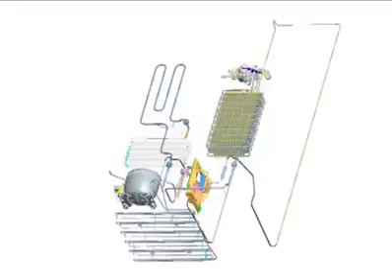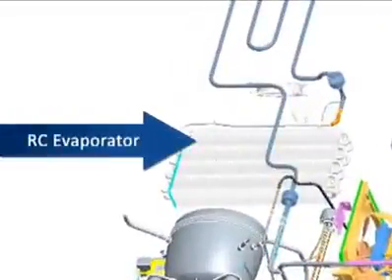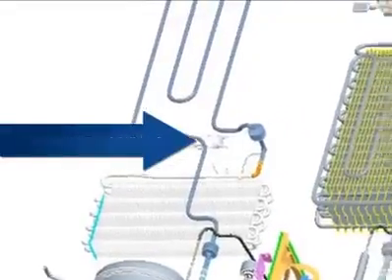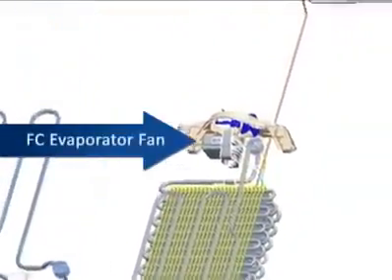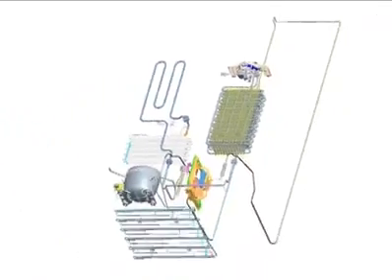Let's begin by identifying the cooling system components. In the refrigeration compartment, we find the RC evaporator and RC evaporator fan. In the freezer compartment, we find the FC evaporator and the FC evaporator fan. These two evaporators and fans operate independently from each other. Think of the two compartments as individual refrigerator systems controlled by a main board making decisions based on temperature sensing thermistors and the program software.